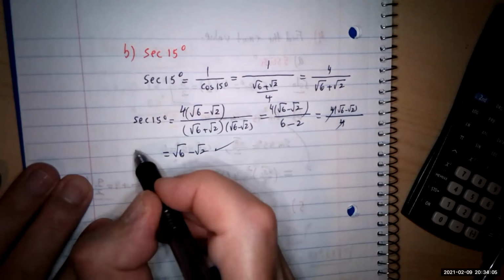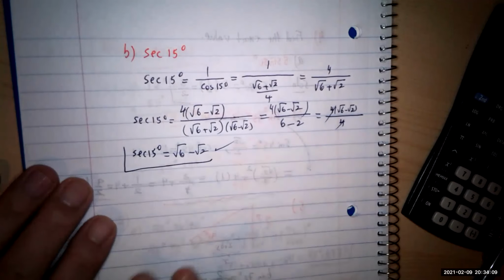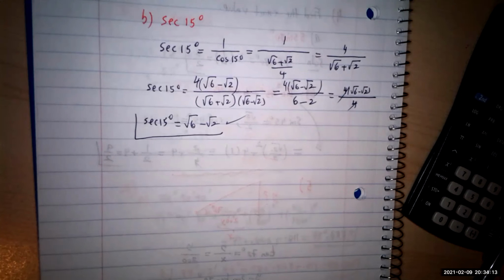So this is going to be the secant of 15 degrees. This is one of the problems in your book. So I brought it here to explain it for you, to get these numbers.